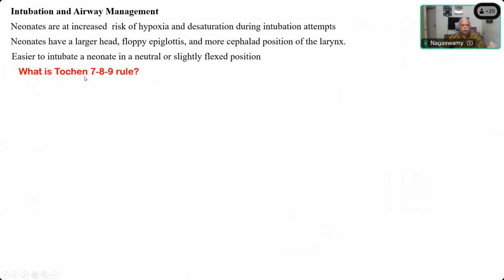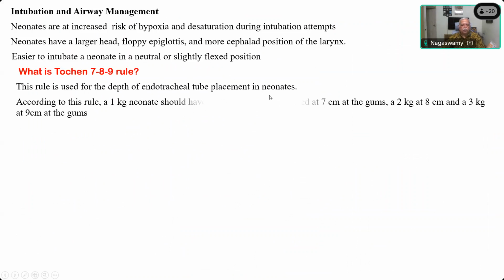Now, this is the Ocean 789 rule, which is used for determining the depth of endotracheal tube you have to place inside the neonate's throat or trachea. According to this rule, if the child weighs only 1 kg, the tube should be at 7 centimeters at the gum. If the child is 2 kg, you add 1 more centimeter, 8 centimeters at the gums, and 3 kg, 9 centimeters. So that is what is called the 7, 8, 9.